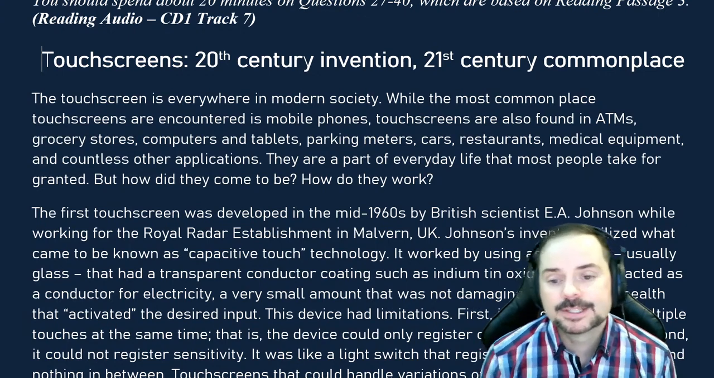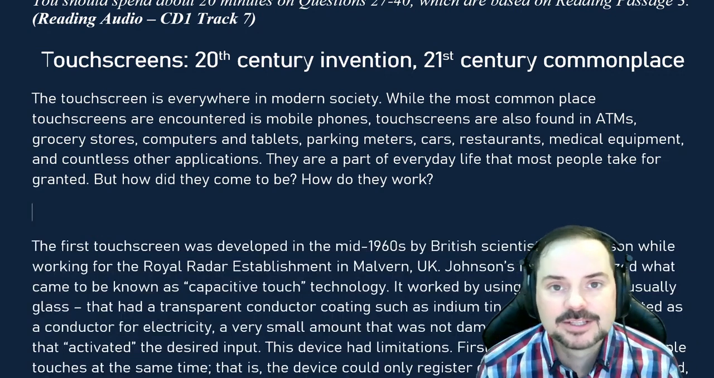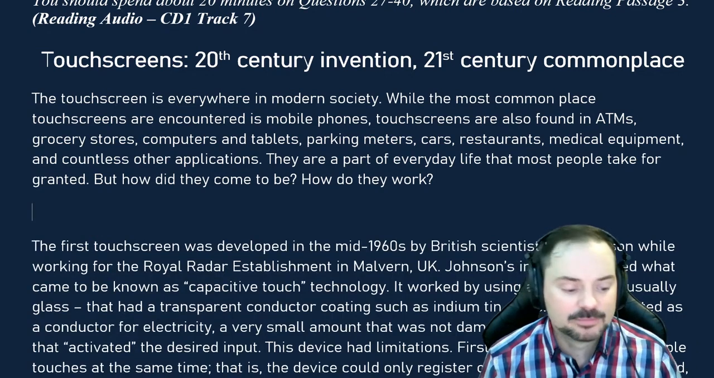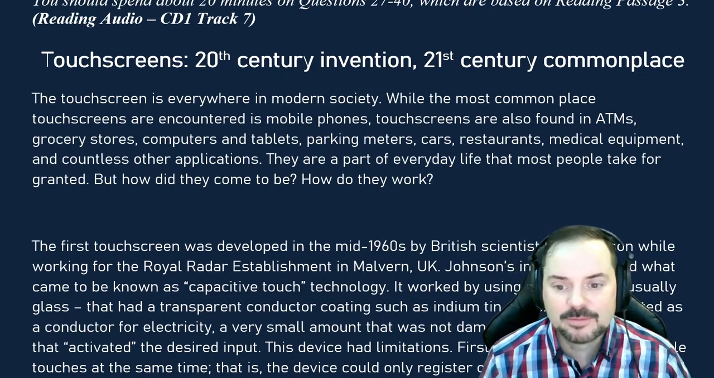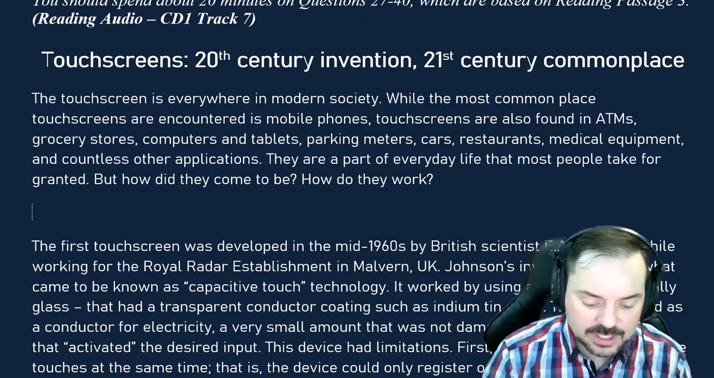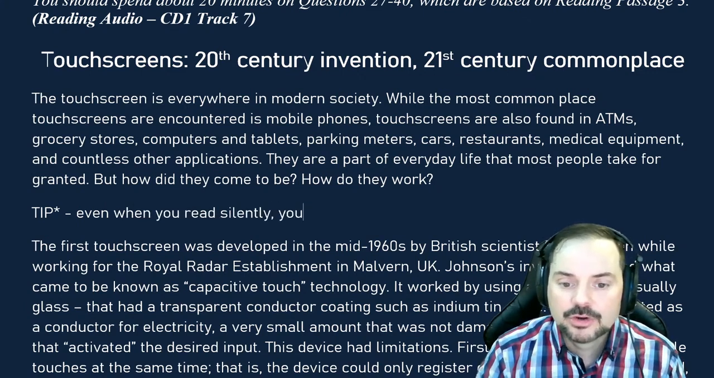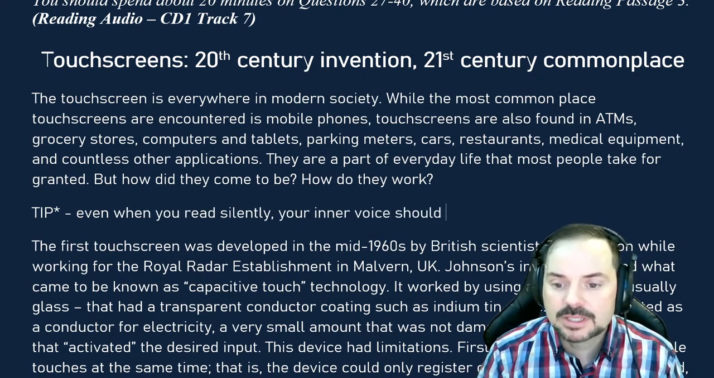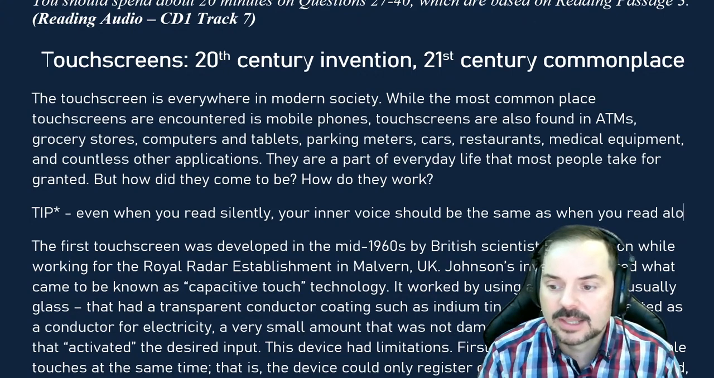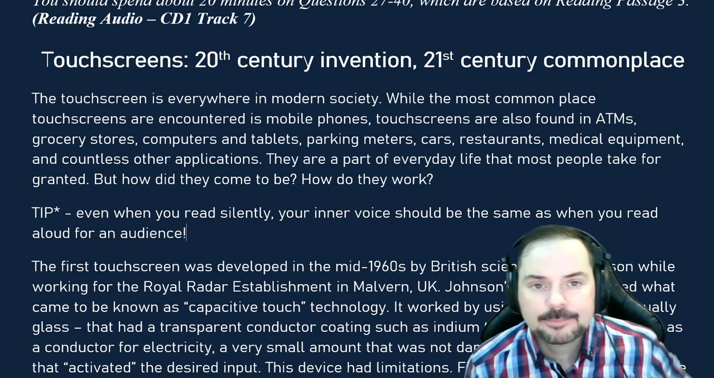Now, here's an important tip for you when you're doing your reading practice. Of course, in the real IELTS exam, Krutik, you're not going to read aloud because then the proctor will be like, hey, stop doing that. What are you doing? Have you gone mad? So you're reading silently, right? Yes, sir. Okay, but even when you're reading silently, this is an important tip for your IELTS exam. Even when you read silently, your inner voice should be the same as when you read aloud for an audience. Do you know what I mean by that?